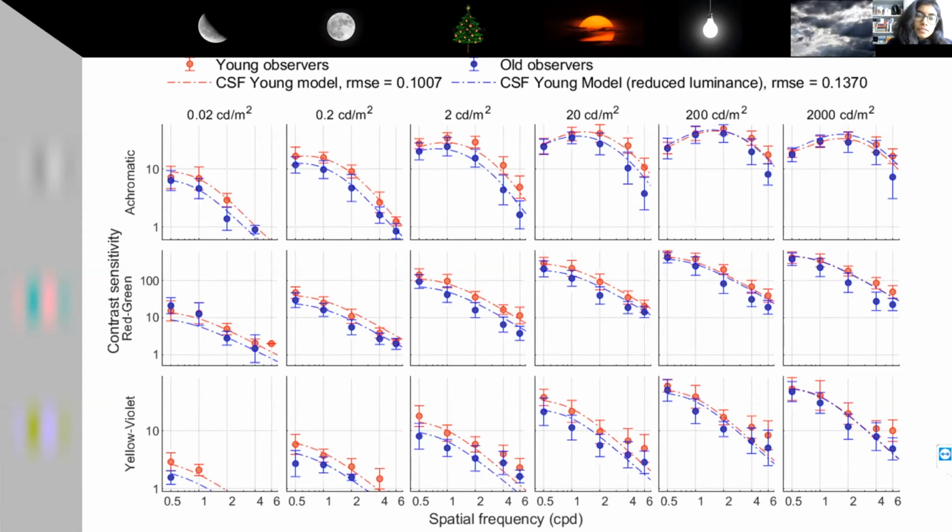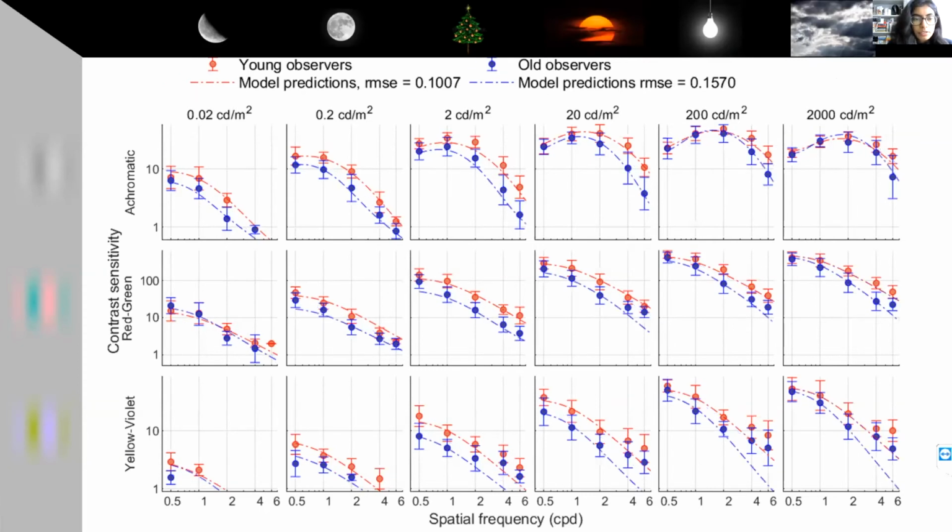For higher luminance levels, however, the lower sensitivity, especially for higher spatial frequencies, is not explained just by reducing the mean luminance levels. And so to explain the data completely, we had to fit the remaining differences in contrast sensitivity as neural factors, which account for the differences in sensitivity at higher spatial frequencies.